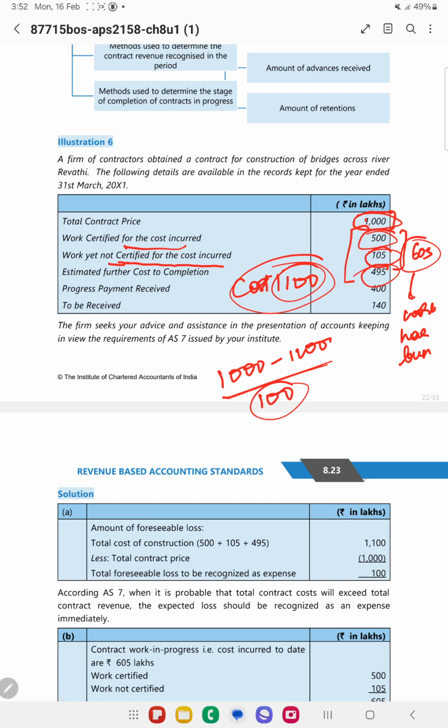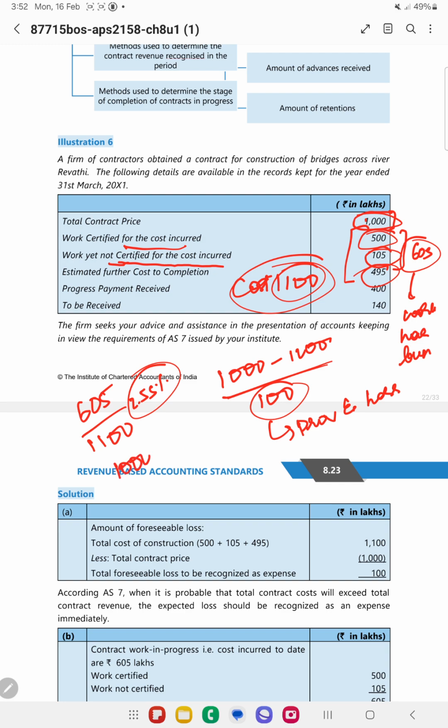What you need to do? You need to recognize the provision as well as you need to recognize the loss for it. Okay, so now let us see the percentage of completion. Percentage of completion is 605 divided by the 1100, whatever is there, how much we get? That is 55% of the work is completed, right? So now 55% of the work is completed.